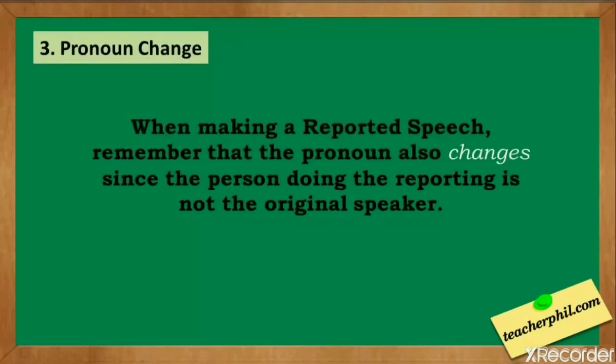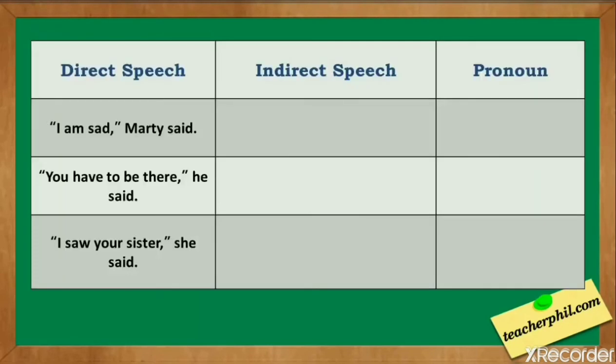The third rule is regarding pronoun change. When making a reported speech, remember that the pronoun also changes since the person doing the reporting is not the original speaker. Examples: I am sad, Marty said. The indirect speech is Marty said that he was sad. The pronoun I was changed into he.